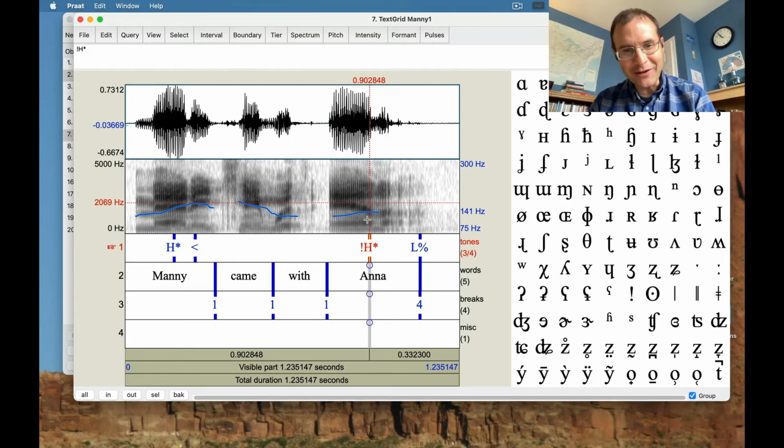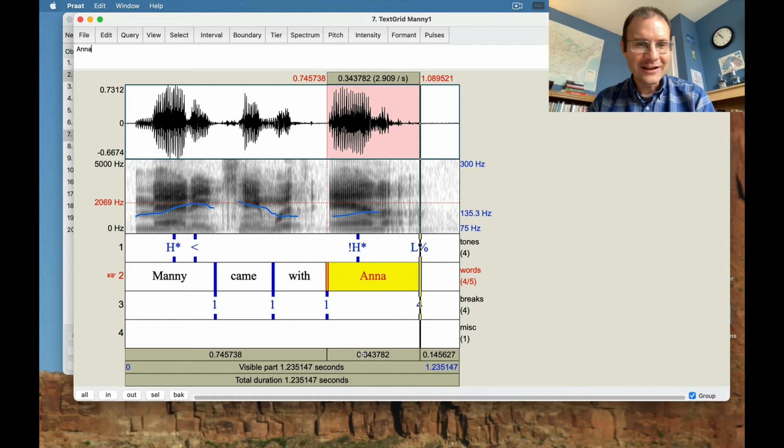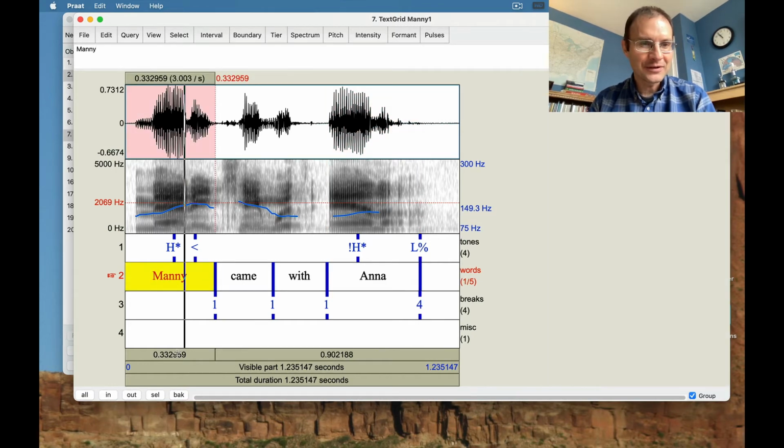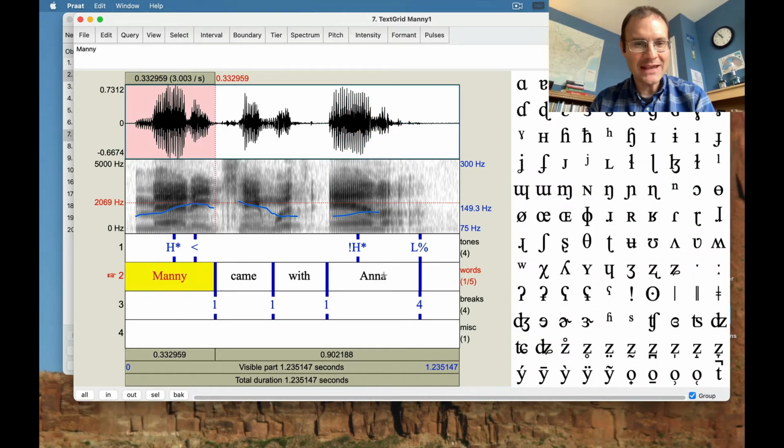And this is just barely in the first syllable here. I might move it to a more central location in Anna. Anna. Like that. So Manny corresponds to what we see in Manny. Anna. Manny. And that's all I'd say about this one. Good job with this one, but remember, you've got to be listening with your ears more than you're just looking at the pitch contour to be able to do these transcriptions.